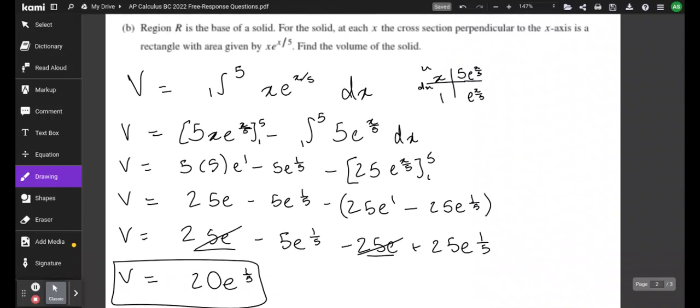Some common mistakes here are that you don't do integration by parts correctly. You mess up the u, you mess up the v. So make sure you pay attention to this step right here. Another common mistake is not distributing the powers properly together.